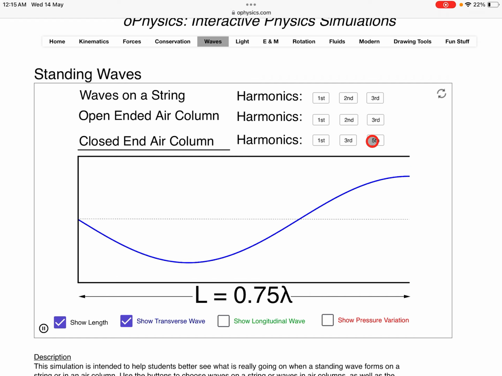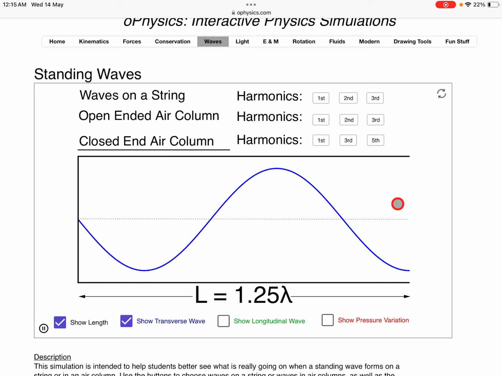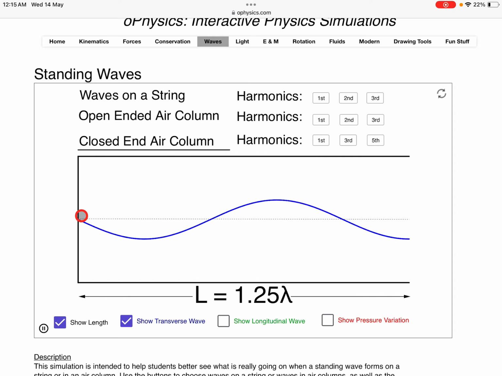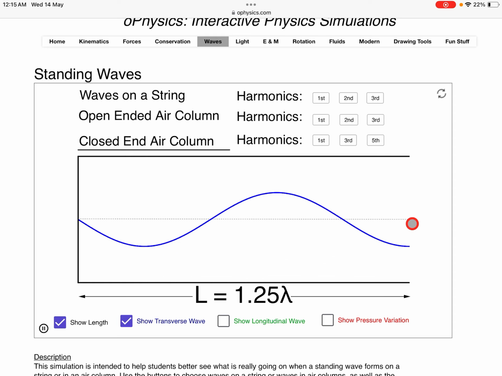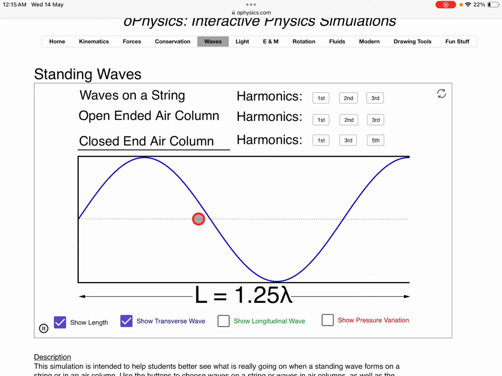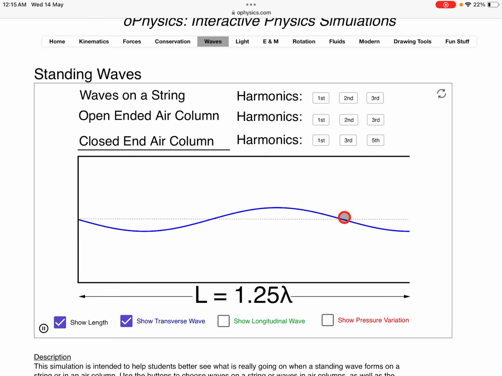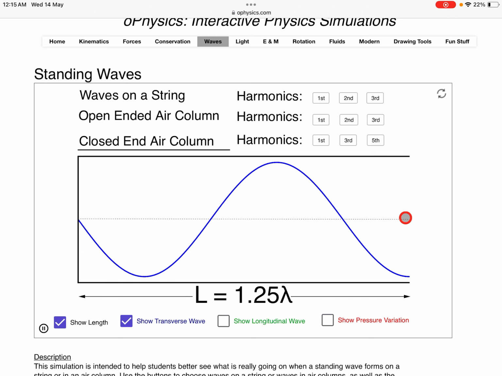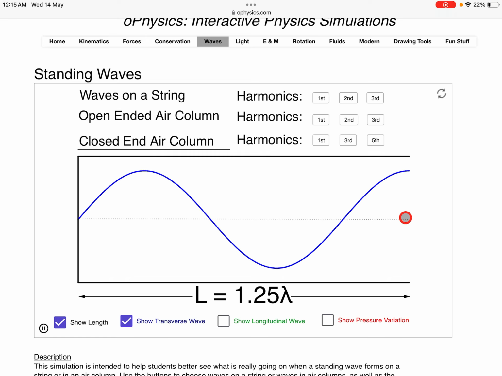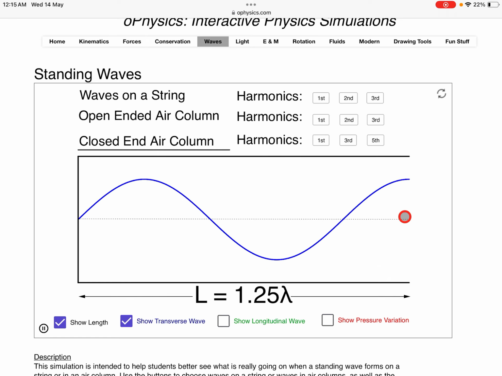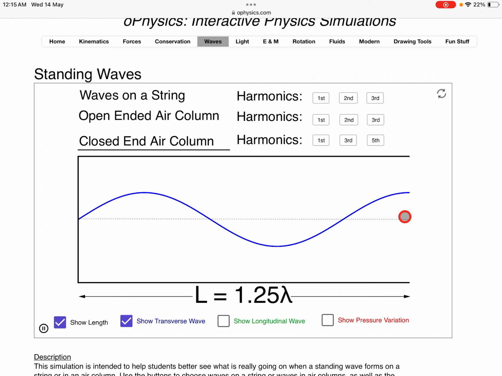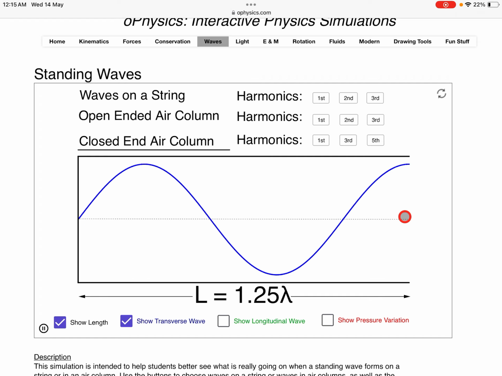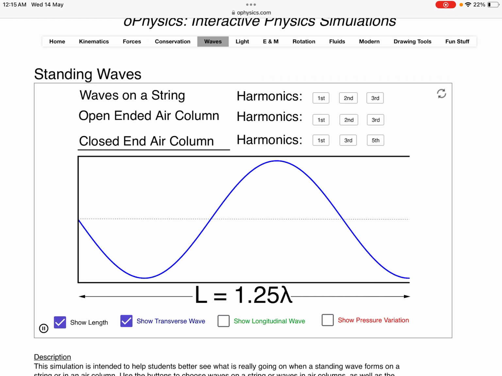Okay, so now we go to the last harmonic, the fifth harmonic. Based on the fifth harmonic, this must be a node. This will be an antinode. So what is the total wavelength? From here all the way to here is one wavelength. From here to here is 1/4 wavelength. So in total there will be about 1 1/4 of a wavelength. So that is how we calculate the wavelength of a stationary wave in a closed tube.